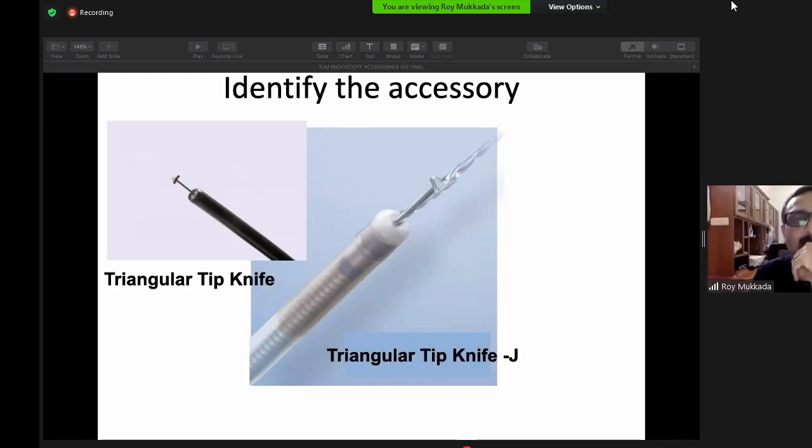This is one triangular tip knife J type, the accessory which is used for ESD and POEM. The advantage is this has got an injection port also. This is made by Olympus actually.